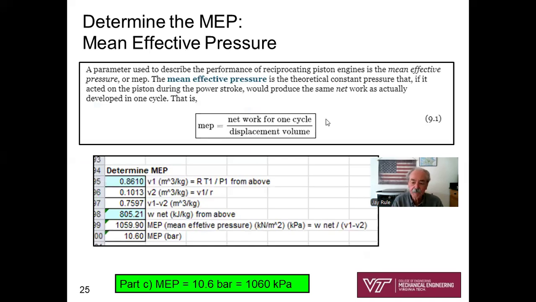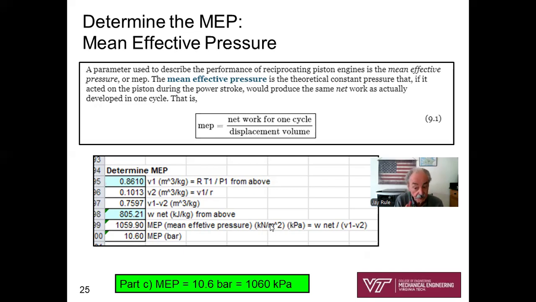I have to refresh my memory on mean effective pressure, MEP. Net work, just found it, kilojoules per kilogram. Displacement volume, well, that's going to be little v1 minus little v2. We have all those values. So again, plug and chug, the mean effective pressure is 1060 kilonewtons per square meter.